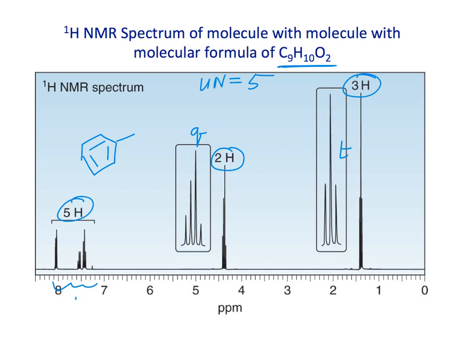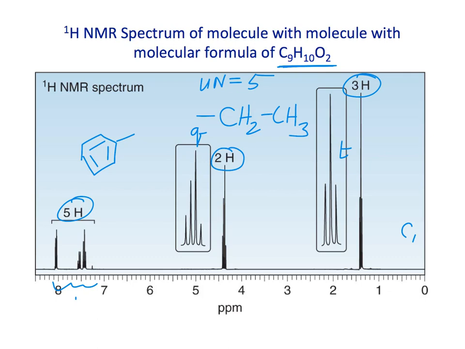What kind of group gives rise to a pair of signals like that? An ethyl group. Right? The CH2 is the quartet because it has a methyl group next to it. The methyl group is a triplet because it has a CH2 next to it. Okay? So now let's do what we did last time and figure out how many atoms we have left over. Okay, so we've accounted for 6 for the benzene, 6, 7, 8. We need 1 more carbon that we have to account for.